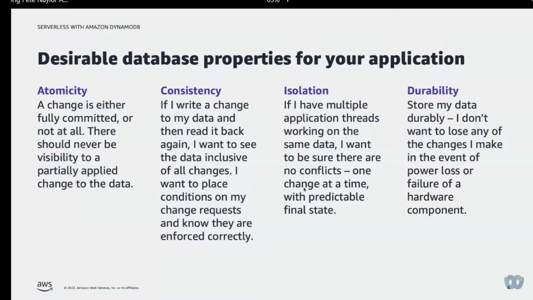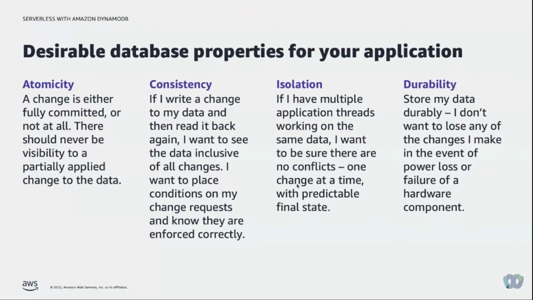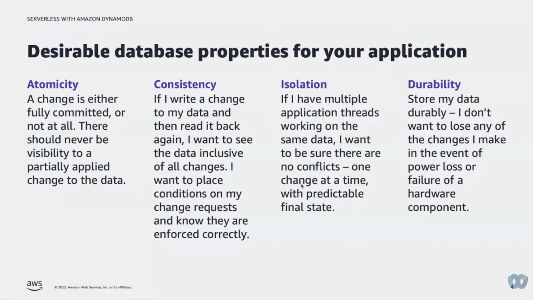You also want to have consistency. So if you make a change to your data and then you read it back again, you want to see the data that includes the change that you just made. And you want to place conditions on your change requests. You want to know that, say, I only want to commit this new piece of information if there wasn't a piece of information like that already, for example. And you want to have the database enforce that for you, because trying to do that in the application itself is very, very difficult and it's time consuming.